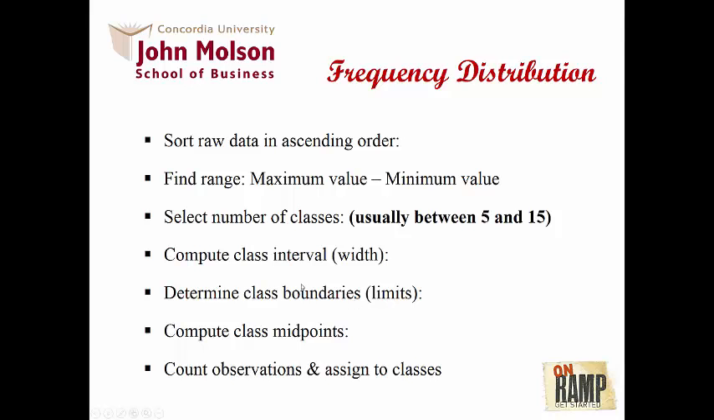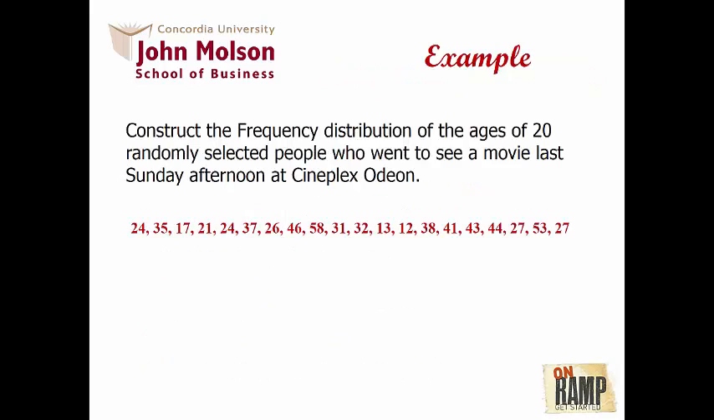Knowing that, I compute the class intervals, the width. So I know how many classes I want, and I have the range, so I simply divide and find the approximate width. Then I can identify the class boundaries. I try to have simple to use class boundaries. Get the midpoint. For each class, get the midpoint: take the upper limit minus the lower limit, divide by 2, and count the observations and assign them to each class.